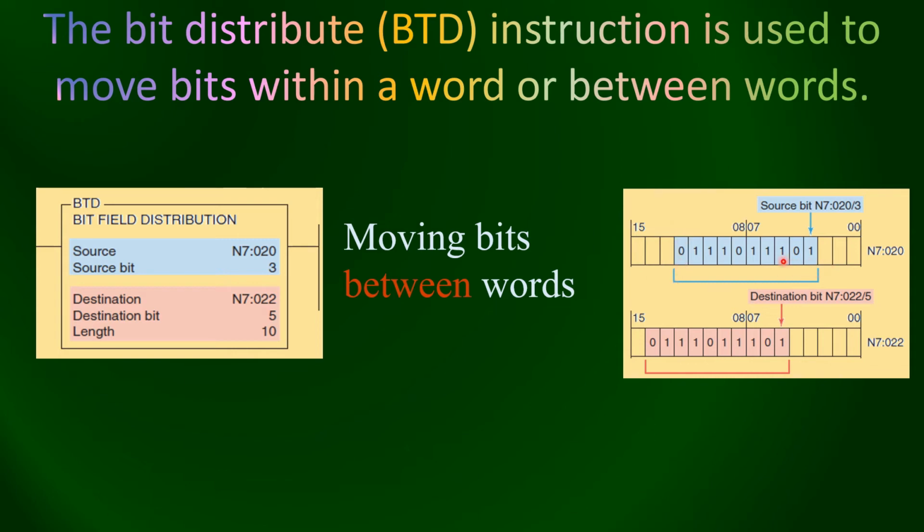Now this data we want to move. Here we are saying the destination bit is number 5. So this data will move to register N7:20, but the first bit will start from bit number 5, and then it is going to reach up to bit number 14.